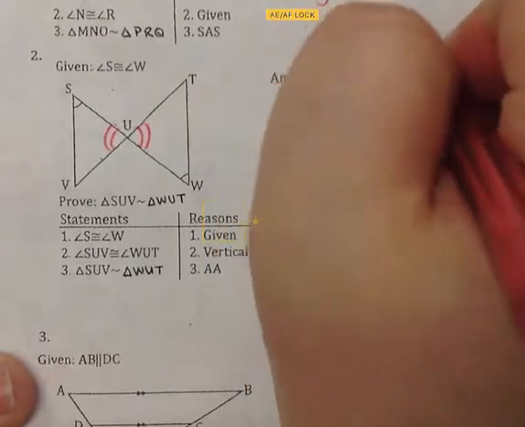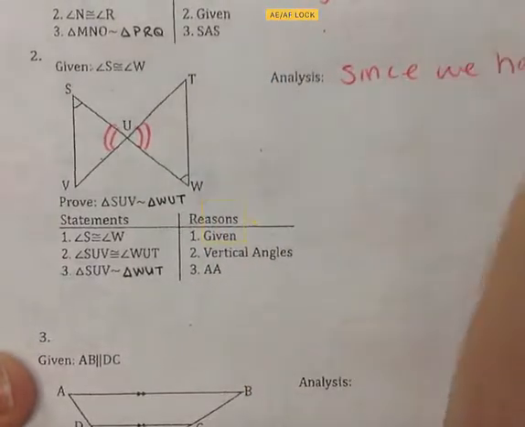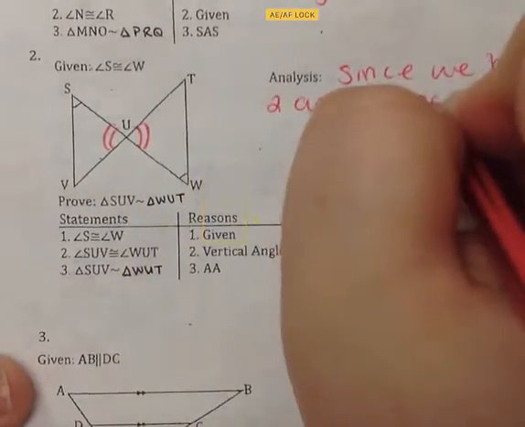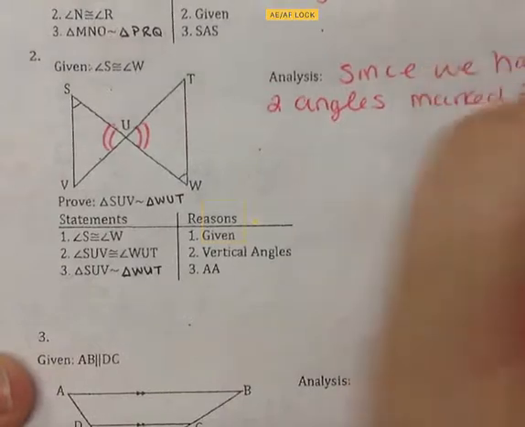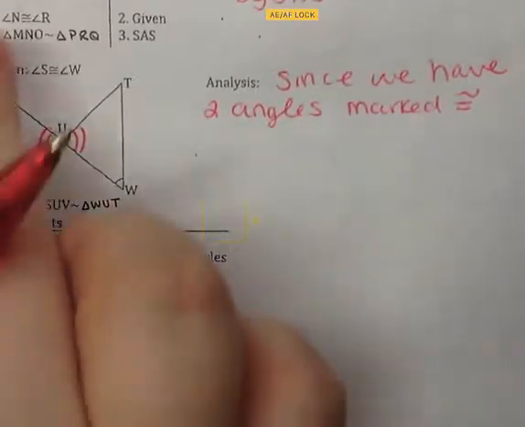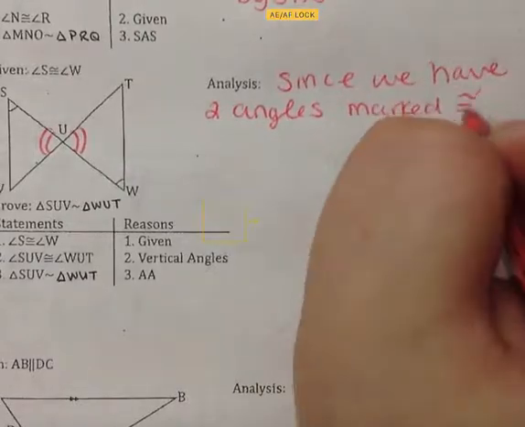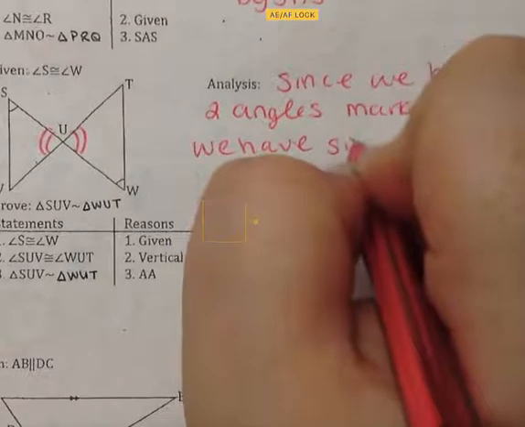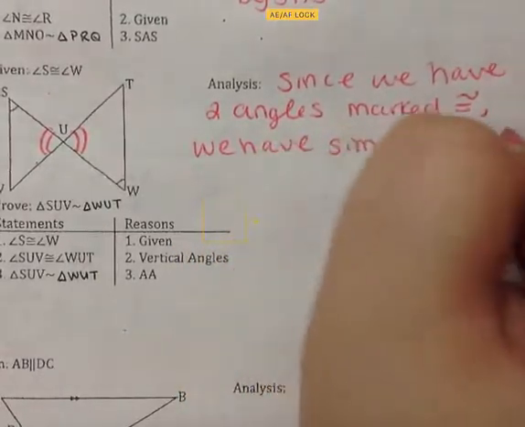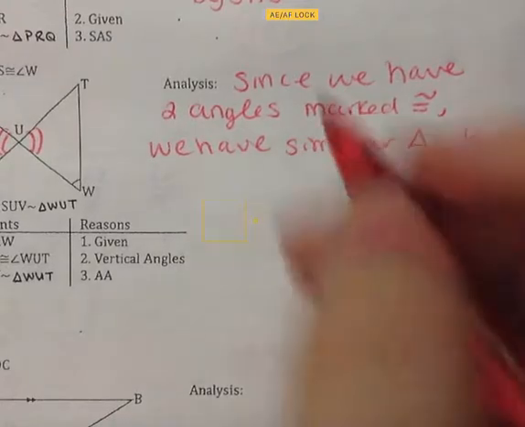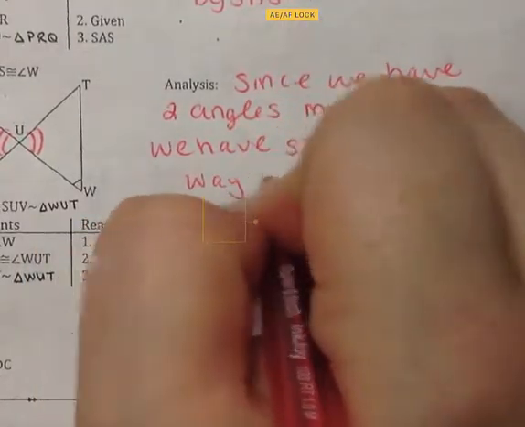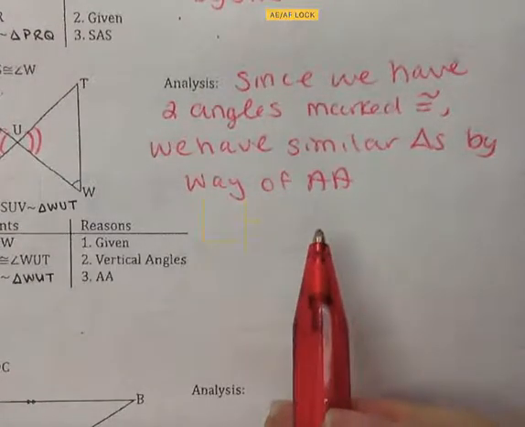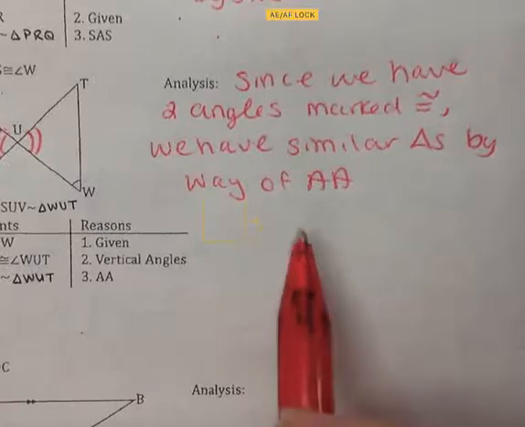So since we have two angles marked congruent, from the given and our vertical angles, we have similar triangles by way of angle, angle. Because we can't prove anything else, we can't prove the triangles are congruent, but we can, in fact, prove that they're similar by angle, angle.